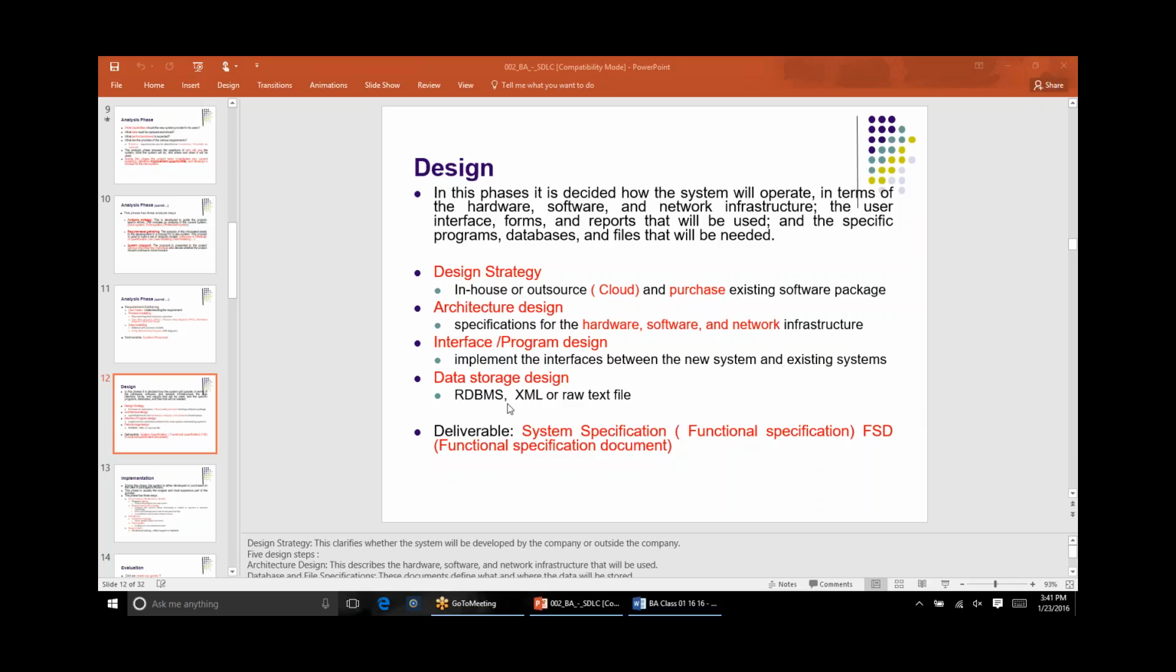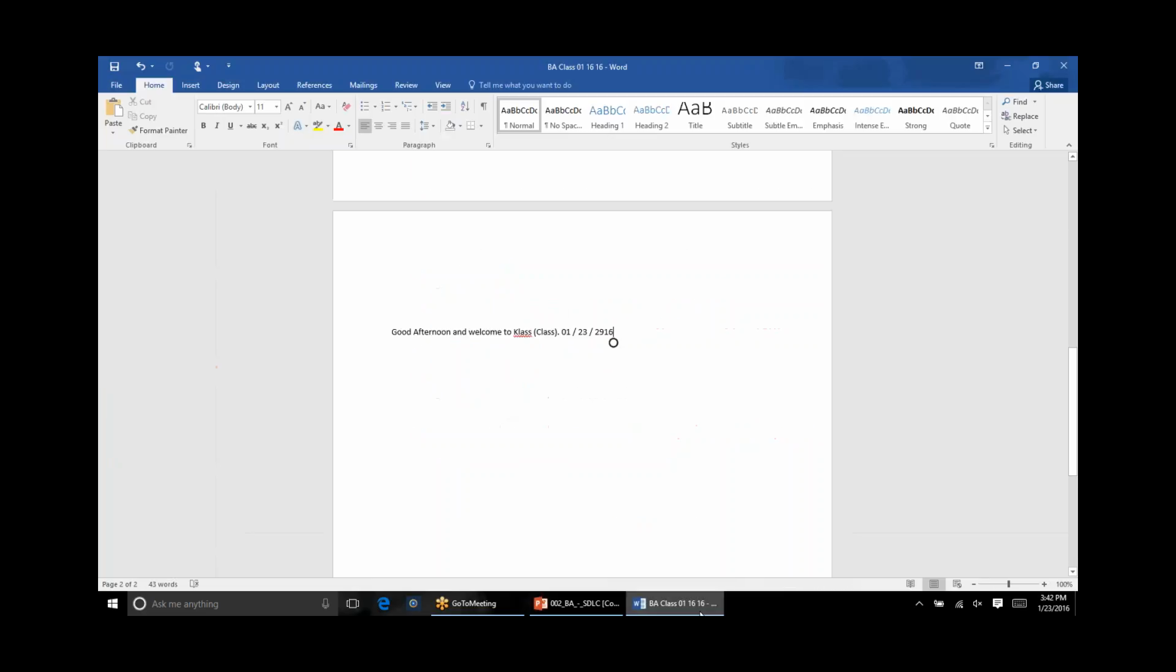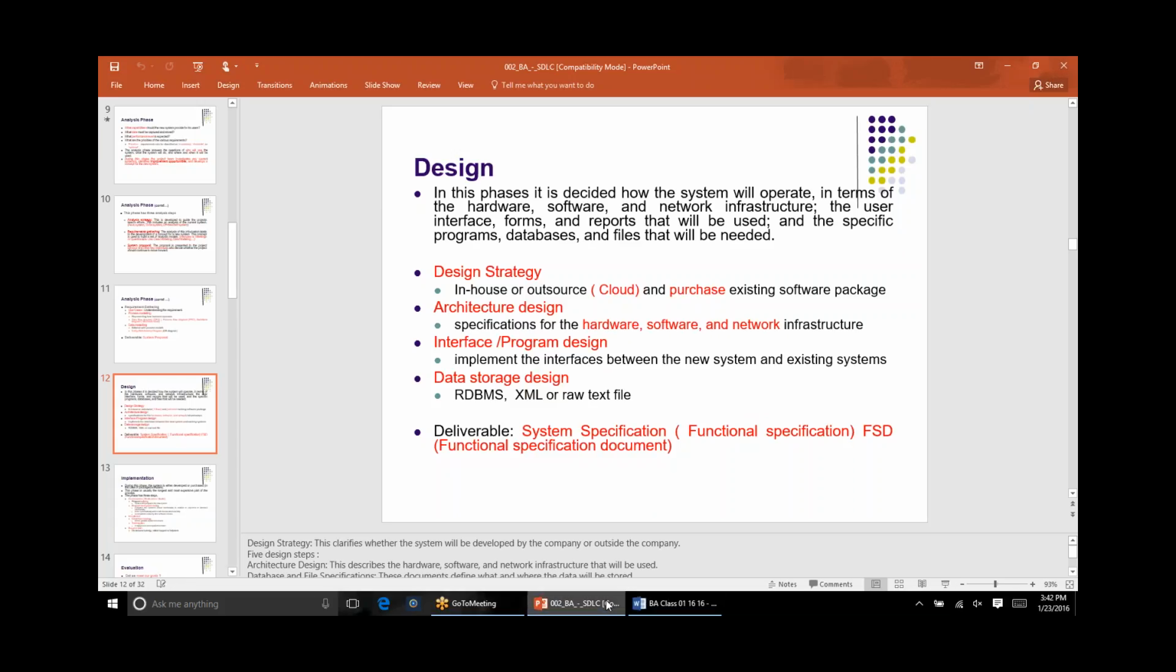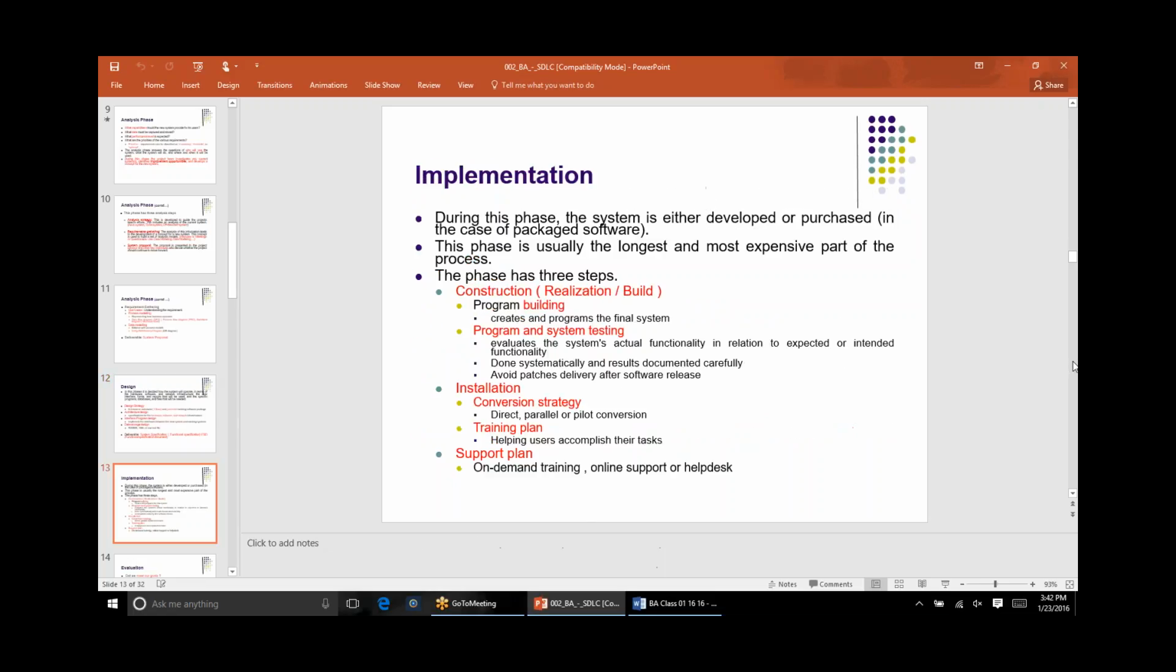Okay, what is FSD, functional specification document? There are a lot of terminologies. So FSD means functional specification. Oh yeah, it is also here, functional specification document. Keep asking any other question you might have.